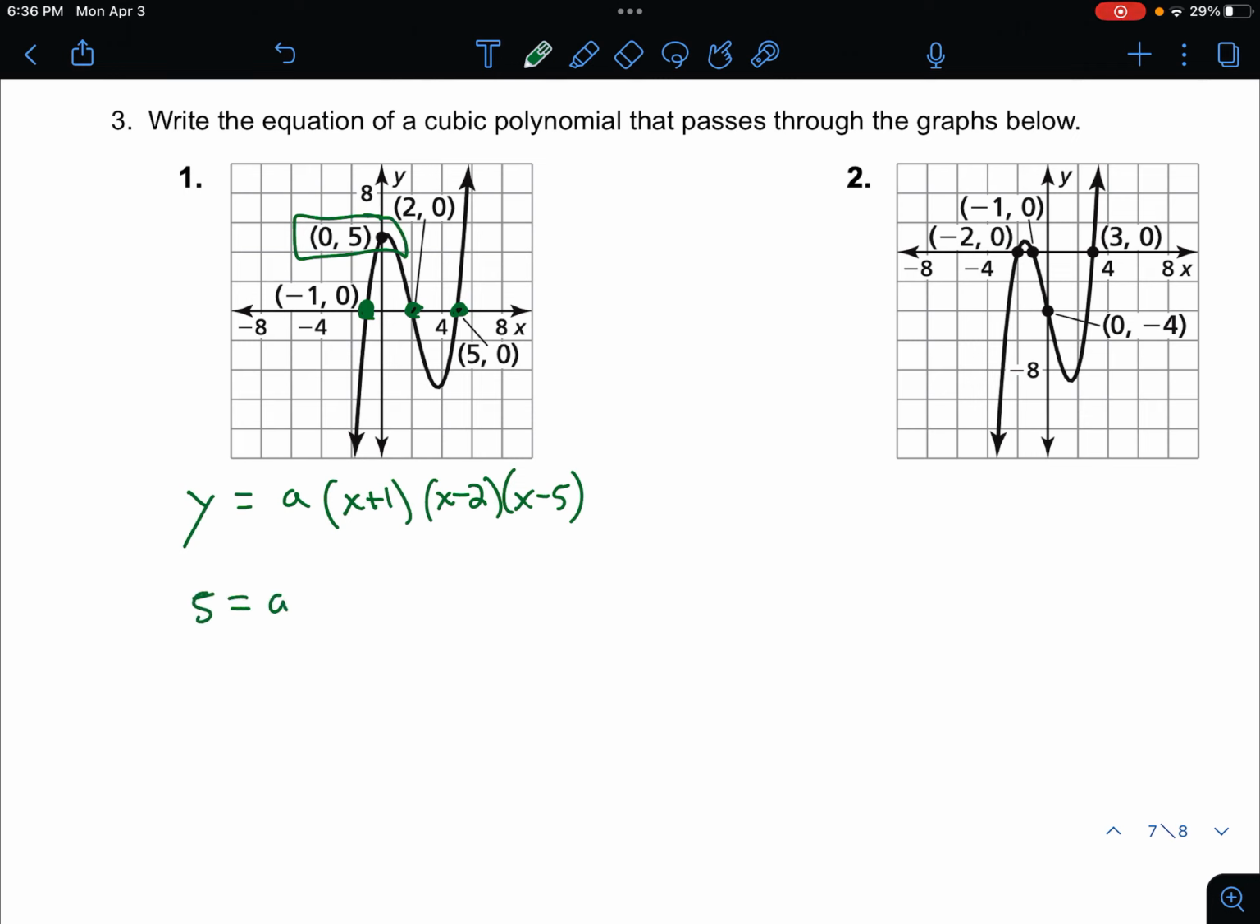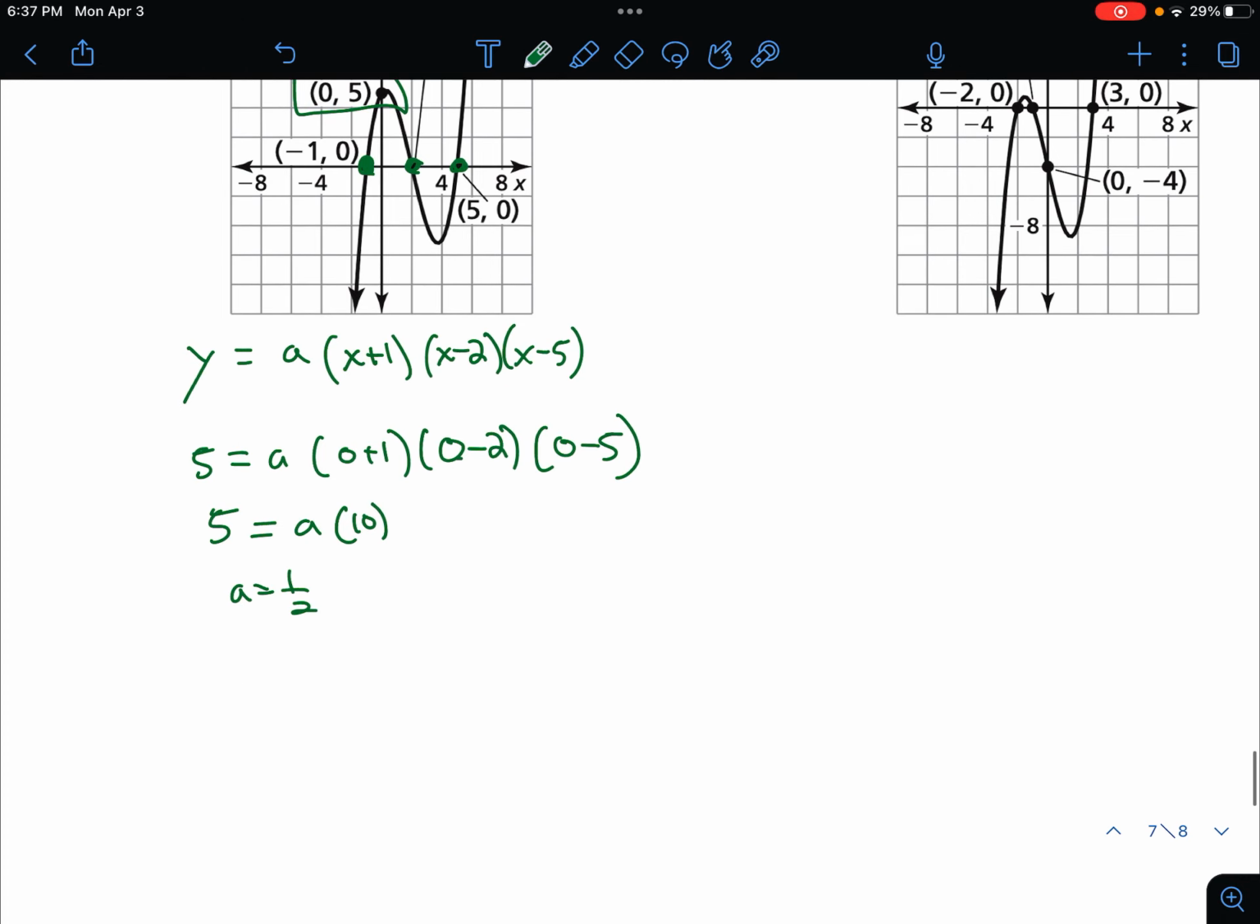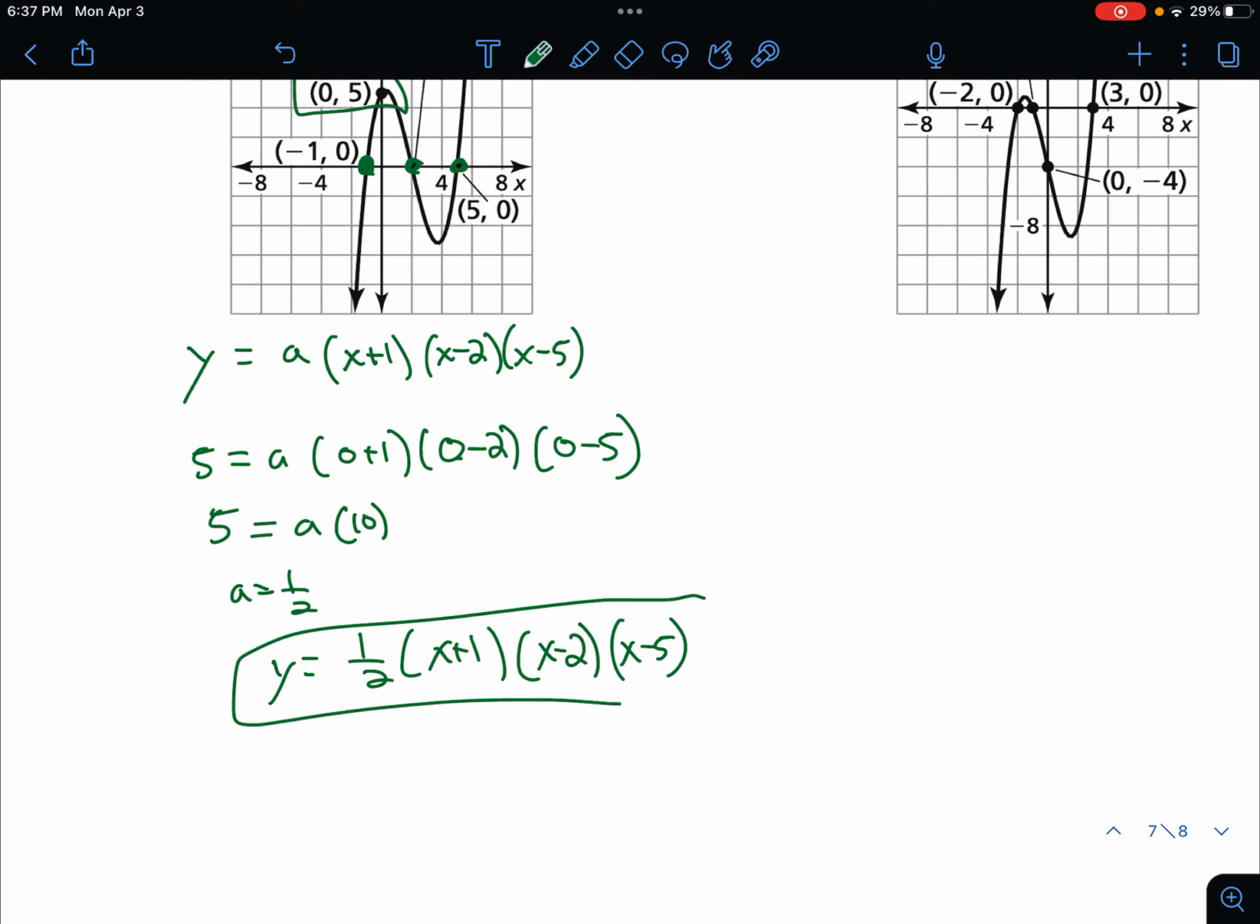Plug it in. 5 equals a, 0 plus 1, 0 minus 2, 0 minus 5. 5 is going to be equal to a. 1 times negative 2 times 5 is 10. 10a, or a times 10. A equals 1/2. Putting it all together, I get y equals 1/2, x plus 1, x minus 2, x minus 5. Wahoo.